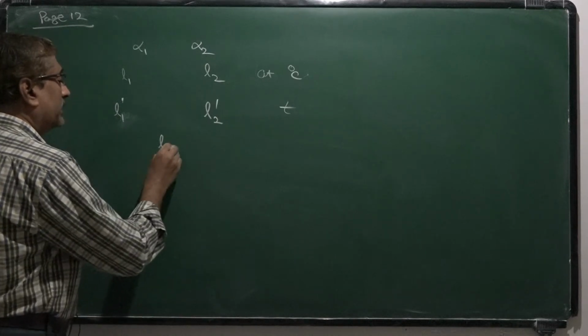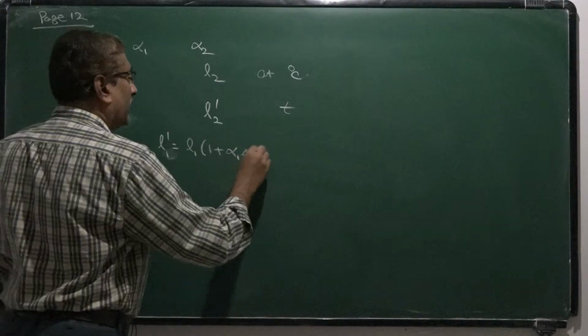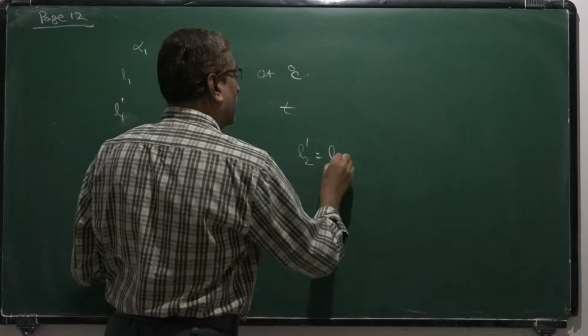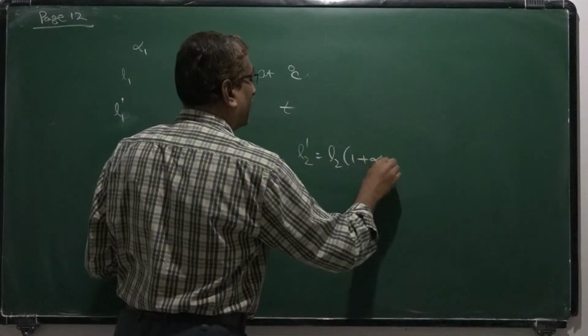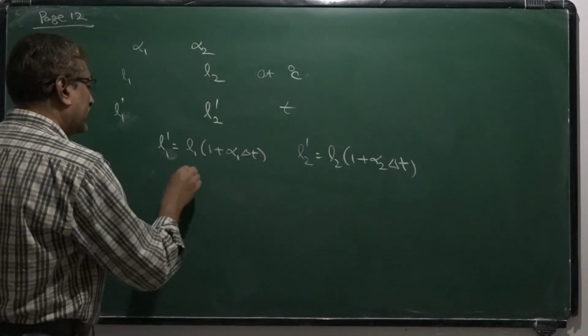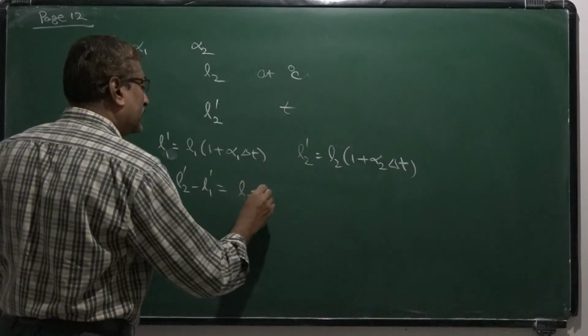Sorry, L1 dash equal to L1 into 1 plus alpha 1 delta T. Here L2 dash equal to L2 into 1 plus alpha 2 delta T. So the difference in their lengths means L2 dash minus L1 dash equal to L2 minus L1.